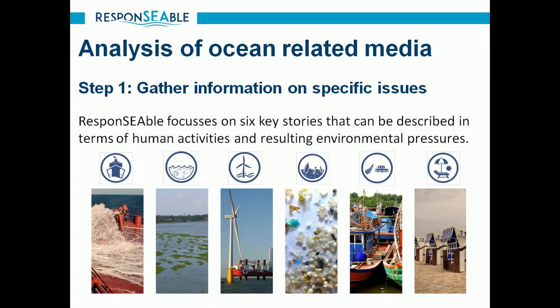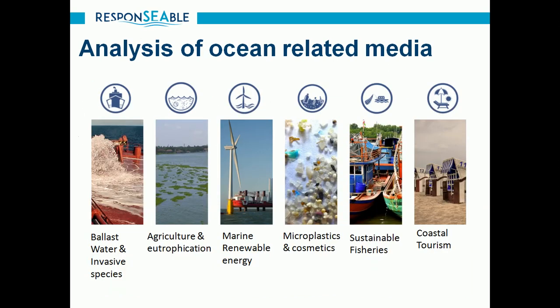Step 1, gather information on specific issues. Of course, you should now be familiar with the specific issues we are looking at in the Responsible project, because these are the 6 key stories: ballast water and invasive species, agriculture and eutrophication, marine renewable energy, microplastics and cosmetics, sustainable fisheries, and coastal tourism.